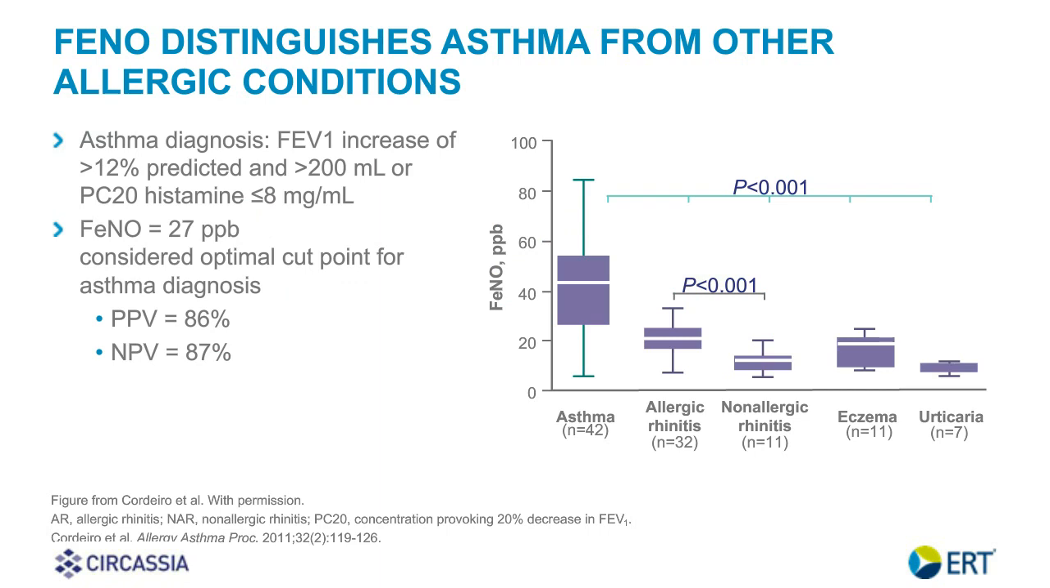It also can distinguish asthma from other allergic conditions. So if you're looking at patients who may have asthma, but they also may have allergic rhinitis alone, non-allergic rhinitis, eczema, or urticaria, and you oftentimes may see these things in your practice or in the studies that you're looking at, patients who have asthma are going to run much higher levels of FeNO if they have that Th2-driven allergic type of asthma. In this study, you can see the FeNO of 27 parts per billion was considered the optimal cut point for an asthma diagnosis, and the positive predictive value was 86%, and the negative predictive value was 87%.